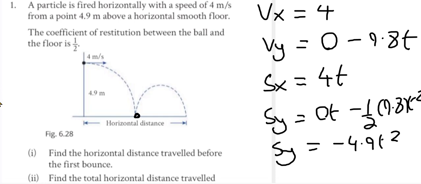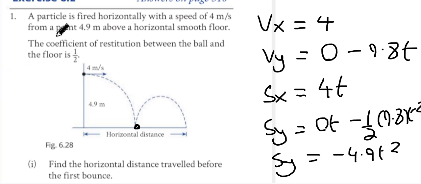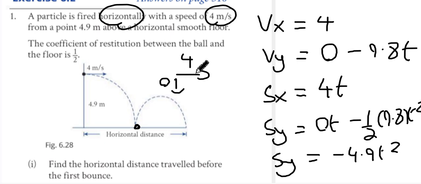All right. Would it not be 4 minus 9.8? It says it just fires it horizontally with 4. So it starts off with 4 and 0 down. Is that okay?